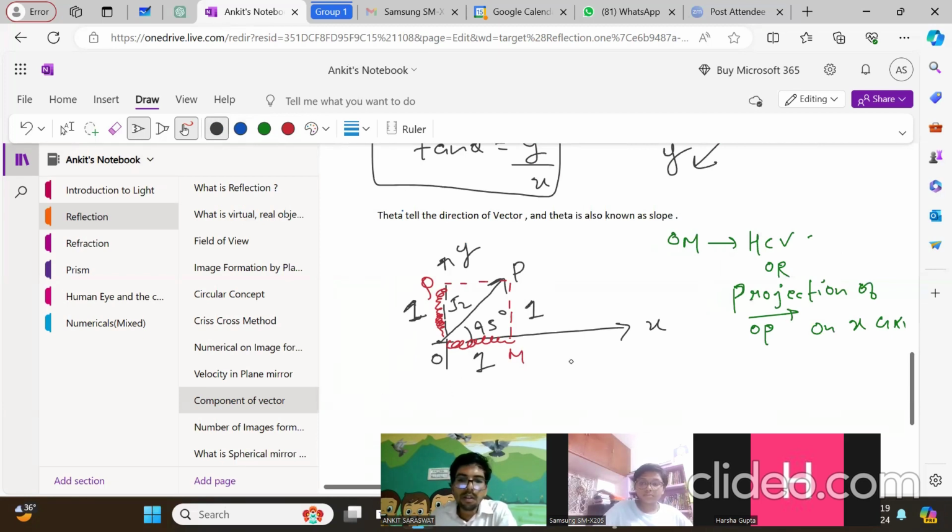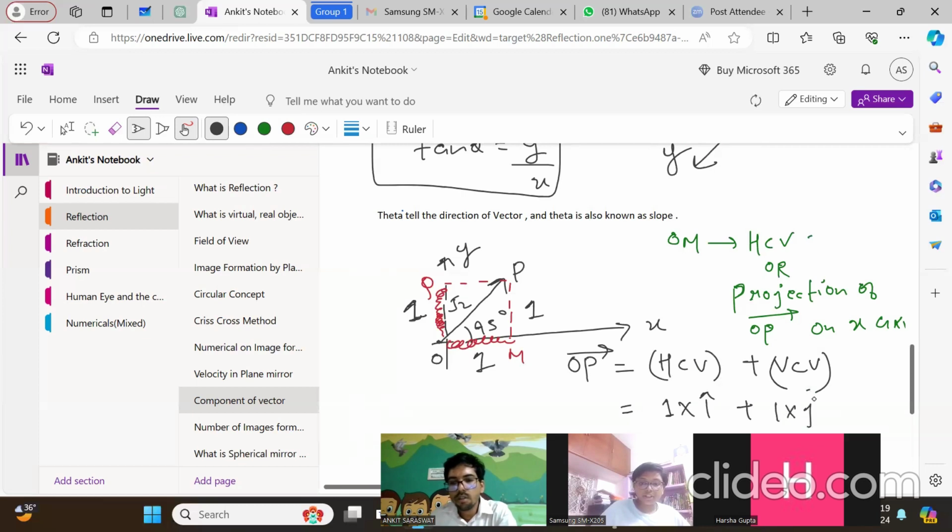Now, if they are asking how to write the OP vector, it is the horizontal component i plus the vertical component j. So the horizontal component you have just calculated is 1. In which direction is 1? Very good, i. In which direction is the vertical component 1? j. So you should write the OP vector as i plus j. Clear? Yes, sir.